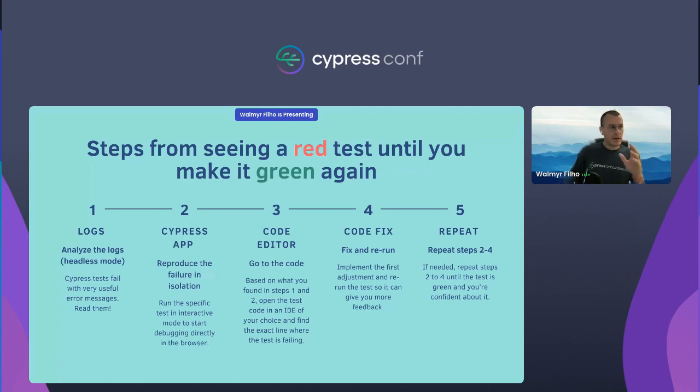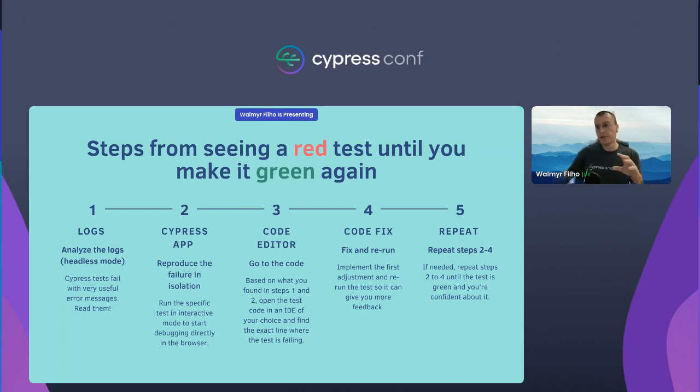So you executed, for instance, those 26 tests in headless mode. You saw that 22 of them are failing, and you decide, you know what, I'm going to start fixing them, but I'm going to start fixing them one by one. I'm not going to fix the 22 all at once. So I'm going to pick one of them, and I'm going to reproduce the issue in the Cypress app. So I will run the specific test in interactive mode, and I will start debugging directly in the browser. This is very important because Cypress runs in the same browser that the application is running. So we can benefit from debugging a failure directly inside the browser, all right?